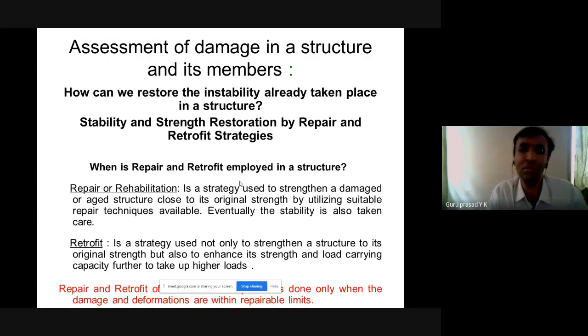I thought this is important to tell you, because the whole point is that you know about NDT. Why am I doing it? I assess the structure. Then what? After this, having the data of the NDT, we go for repair and rehabilitation.